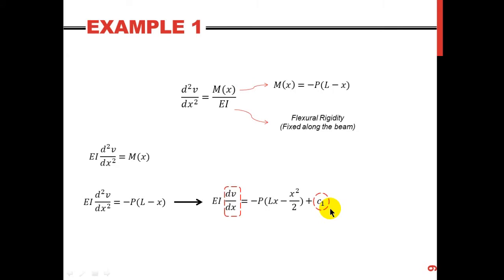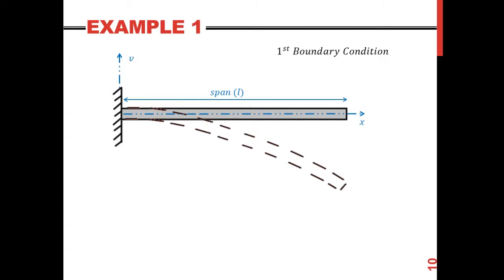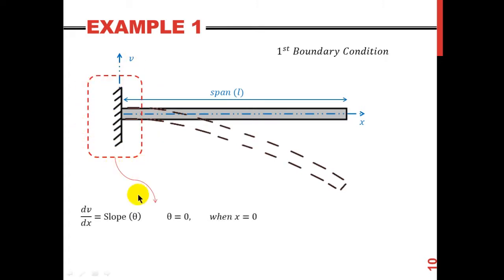So the C1 has to be found using the boundary condition. What is a boundary condition, right? Look at my cantilever. At the support, what do I have? I have the slope to be 0, and remember the slope is the dv over dx simply, right? And this is at a distance of 0, okay?